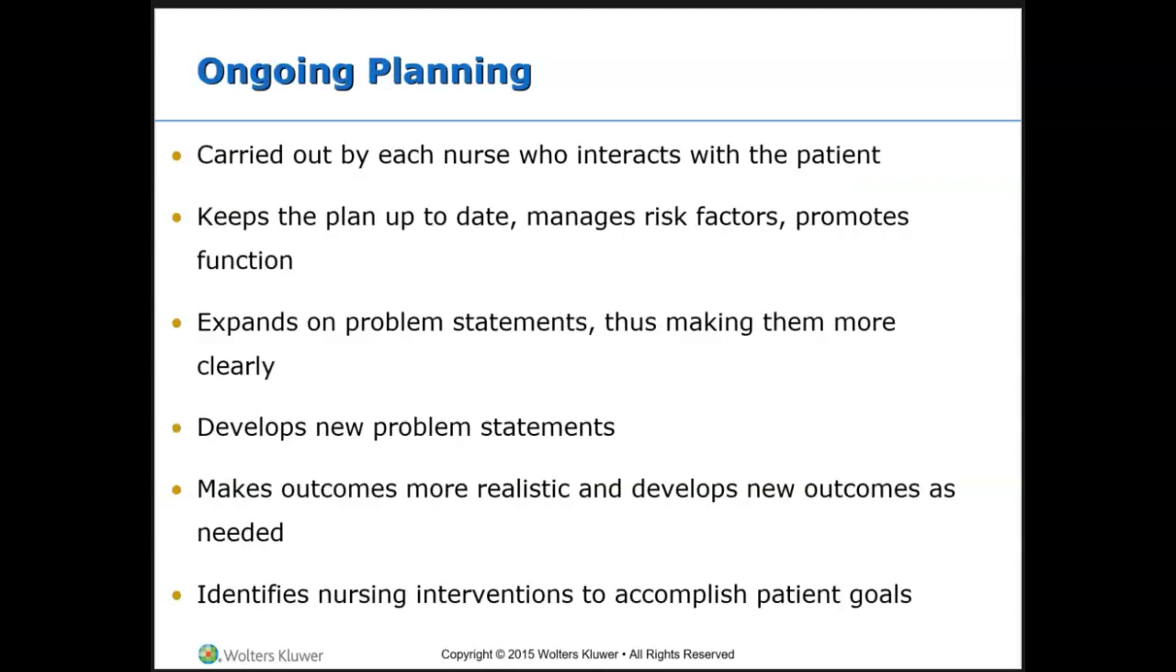Ongoing planning is carried out by any nurse who interacts with the patient. Ongoing planning keeps the plan up to date, helps manage risk factors, and helps promote function. The outcomes planning helps problem statements be more clear, helps develop new problem statements, and helps make outcomes more realistic, right? And helps identify nursing interventions that will help the patient reach these goals.